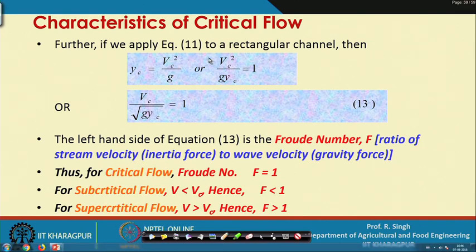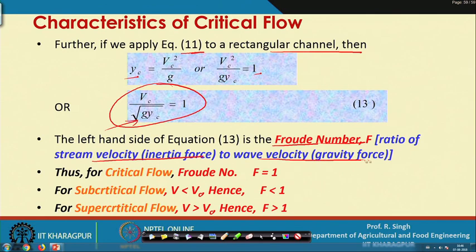Further, if you apply equation 11 to a rectangular channel, then we can also write y c is equal to V c square by g, or V c square by g y c equal to 1. If you take the square root of that, we can write V c by square root of g y c equal to 1. The left hand side of equation 13 is referred to as the Froude number F, which is the ratio of stream velocity, the inertial force, to wave velocity, the gravity force. So, this is the critical flow condition.